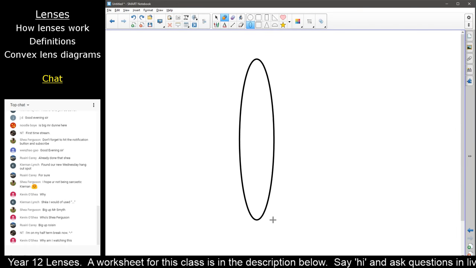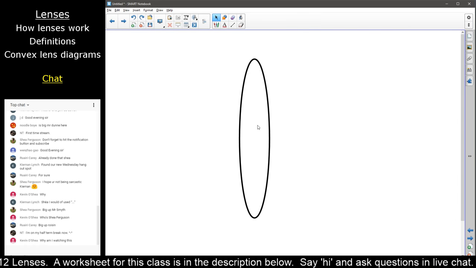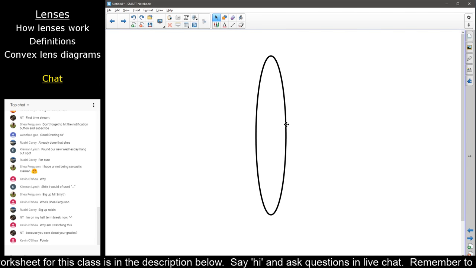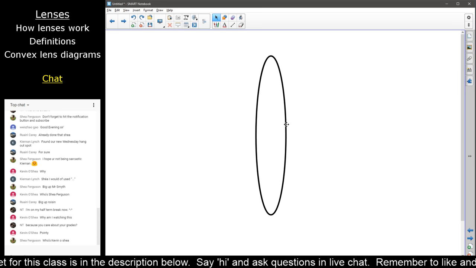The important thing now is terminology. Most people are pretty good at lenses. It's, what's the difference between a focal point and a focal length? What do you mean by the optical center? What's 2F? What's all this stuff that's going on? So let's try and get that sorted out.